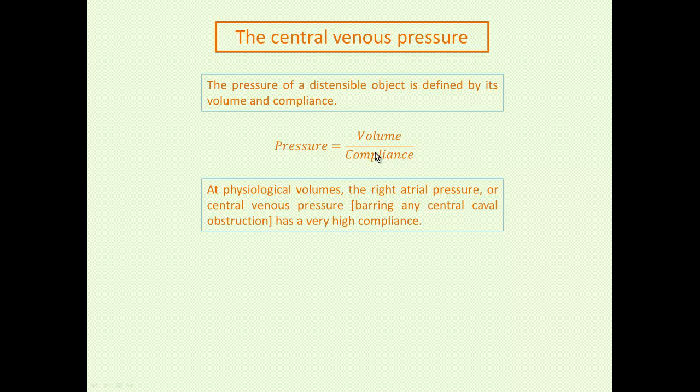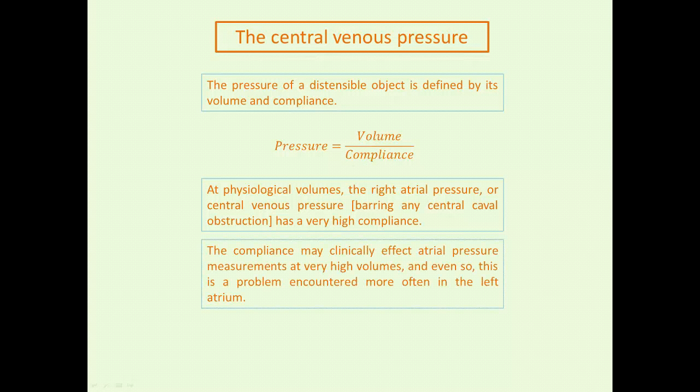That is, as volume goes up, pressure will go up, and inversely proportional to the compliance. And the compliance, as I said, can clinically affect the atrial pressure, and this is usually at very high volumes, and typically more so in the left atrium, because the cava, the superior and inferior cava, actually kind of act as compliance buffer zones for the right atrium. So with high volumes in the right atrium, some of the pressure can be swallowed by the inferior and superior vena cava, and that's much less true in the left atrium. The pulmonary veins don't provide the same kind of reserve that the cava do. So this compliance change is more of a problem in the left atrium.